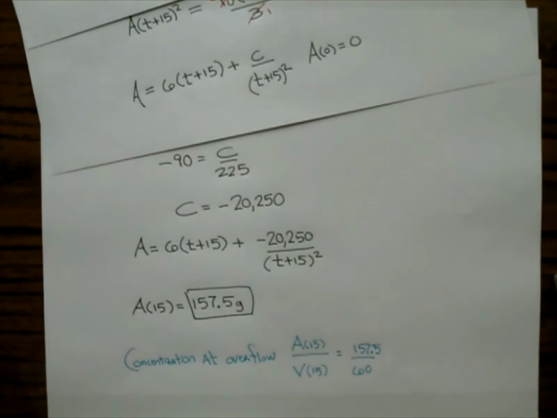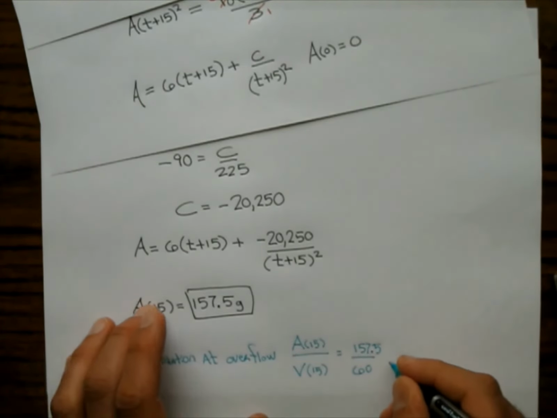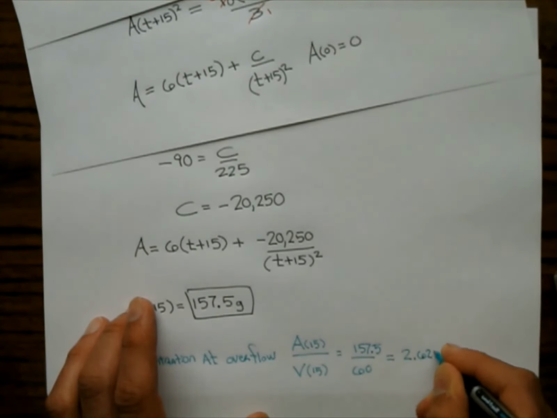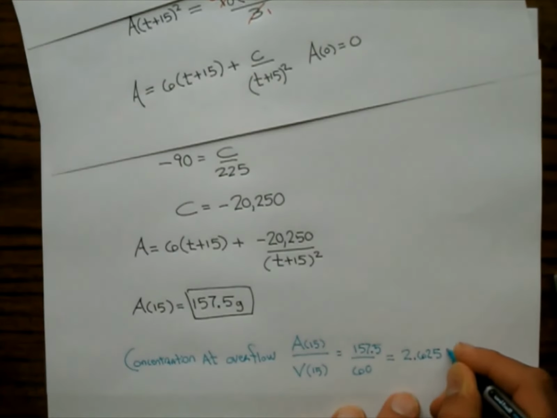157.5. I can't see the calculation on there, so I'm going to go ahead and use my calculator. 157.5 divided by 60. So we have 15, and I want to make sure that 15 times 2 is that. 157.5 divided by 60. So I'm getting 2.625, and this would be grams per liter.